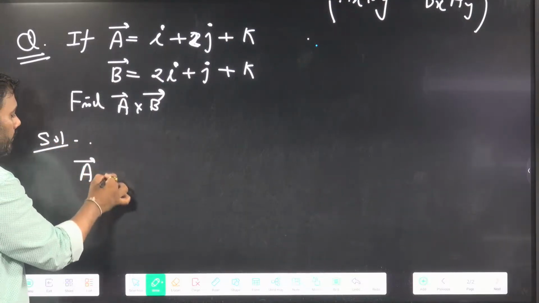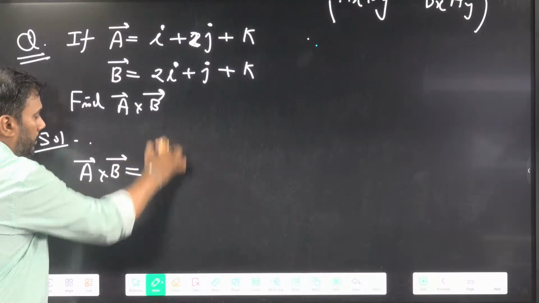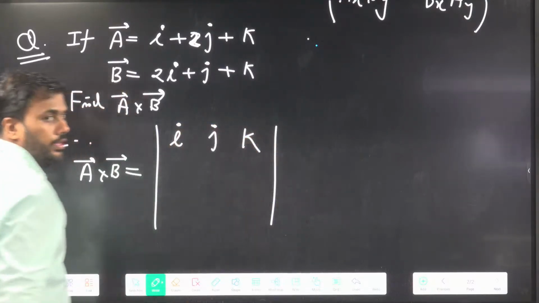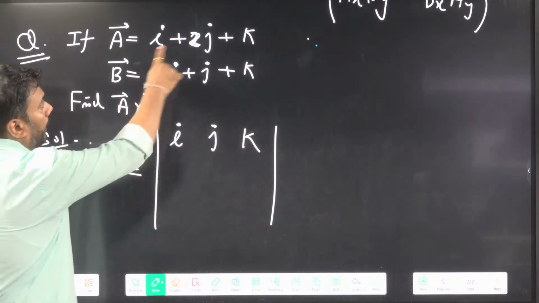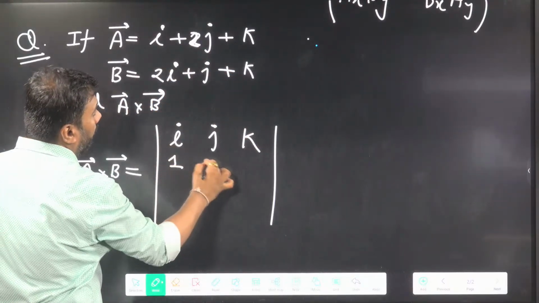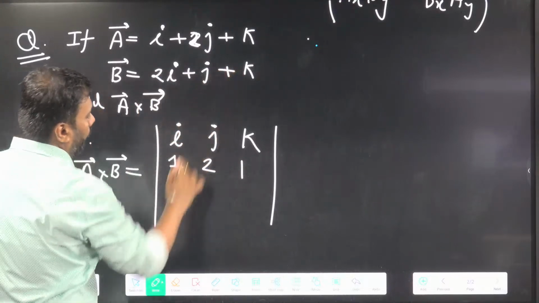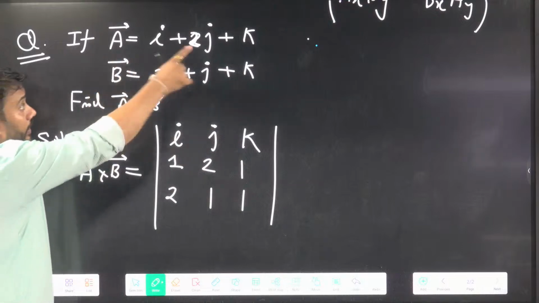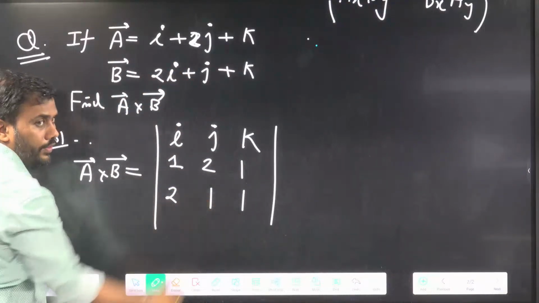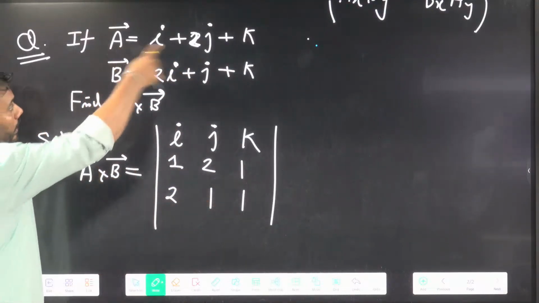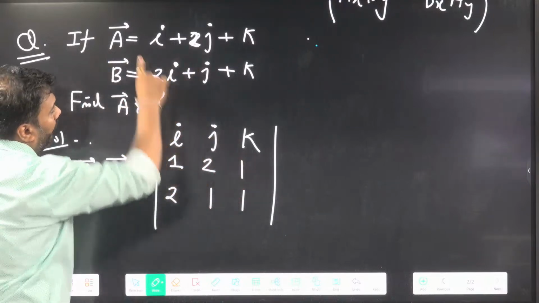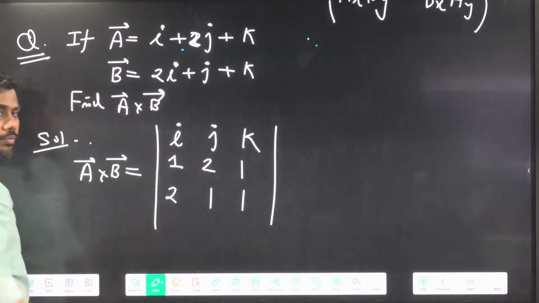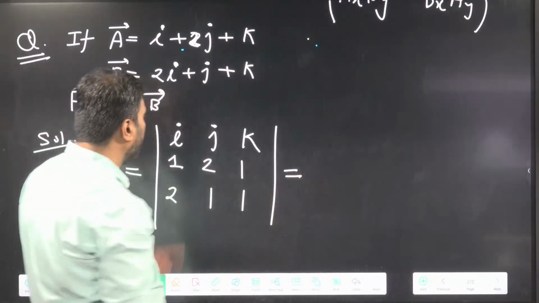A vector cross B vector is given by the determinant of i, j, k, then the x, y, z components of the first vector, then the x, y, z components of the second vector. The components of A vector are 1, 2 and 1, and the components of B vector are 2, 1, 1. Now I will open up the determinant. I will start with i.